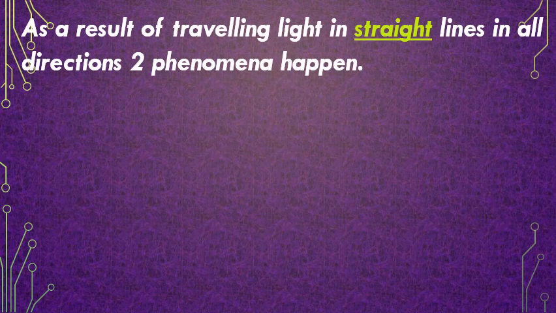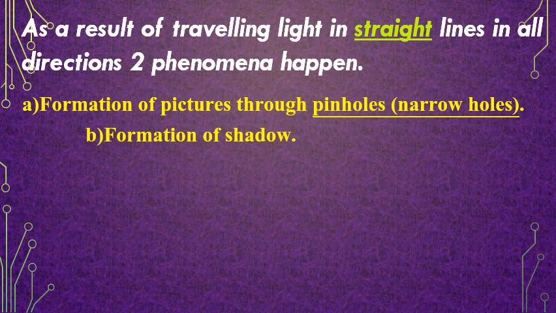Okay. As a result of light traveling in straight lines in all directions, two phenomena happen. Okay, what's meant by phenomenon? Phenomenon means an incident that happens in nature. And these phenomena are: first one, formation of pictures through narrow holes or pinholes. Second, formation of shadow. I will talk about each one in detail right now, but first look at this picture.